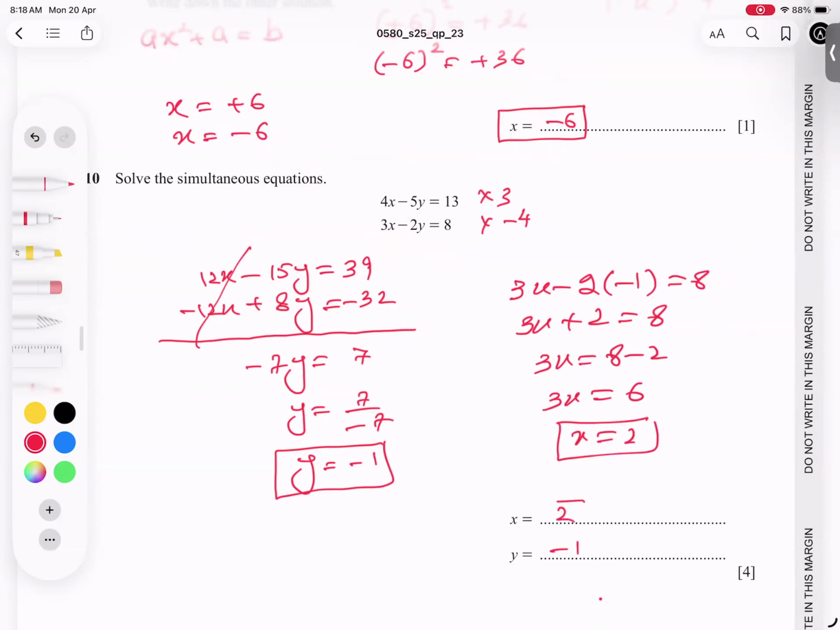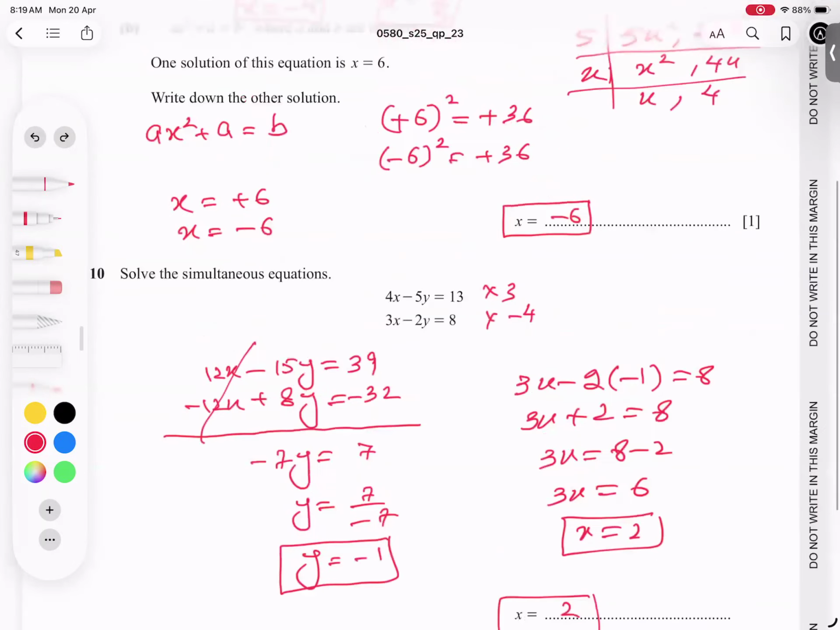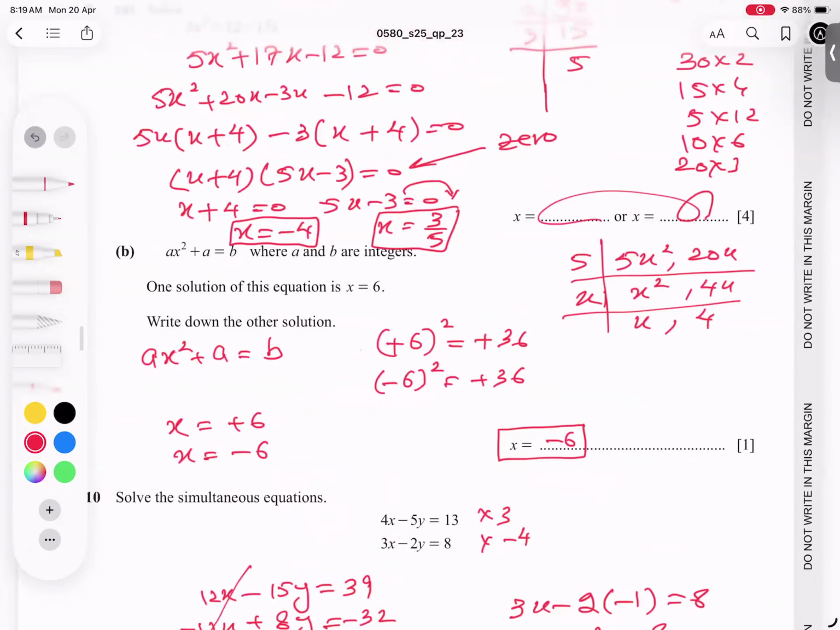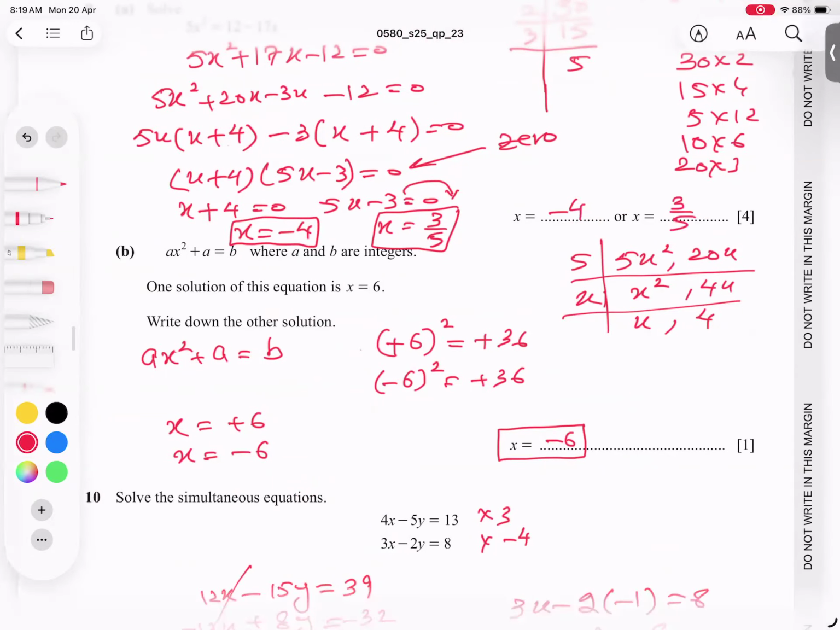2 and -1. Okay. At the end, please put the values in the right places, like empty spaces, where he asked us. Okay, you have to write these values here. Look, -4 and 305. Okay, these are important.